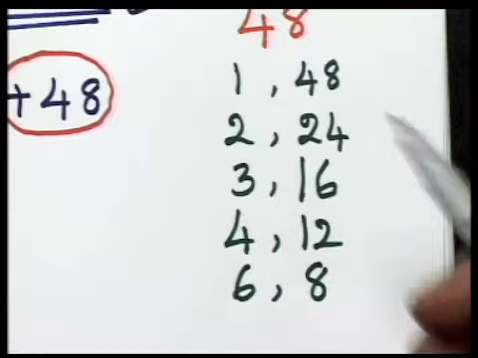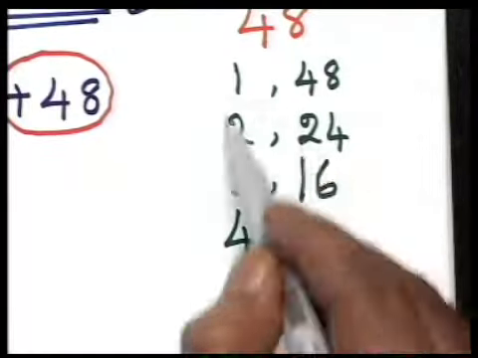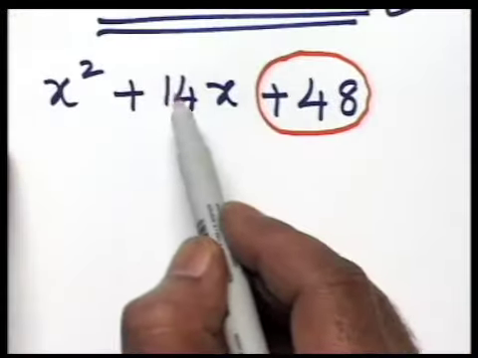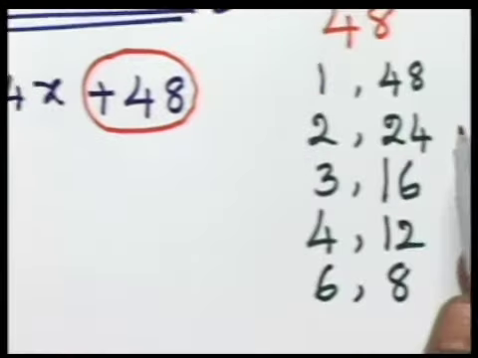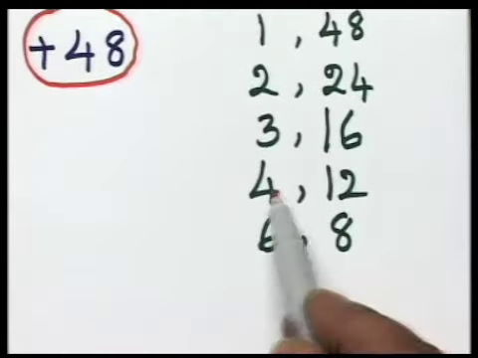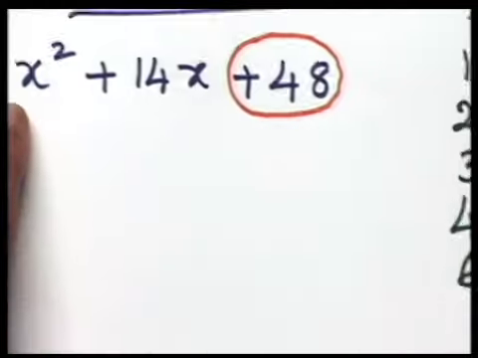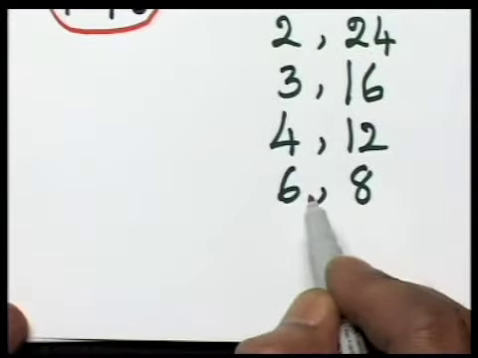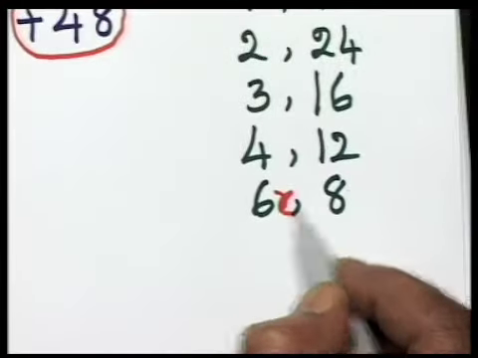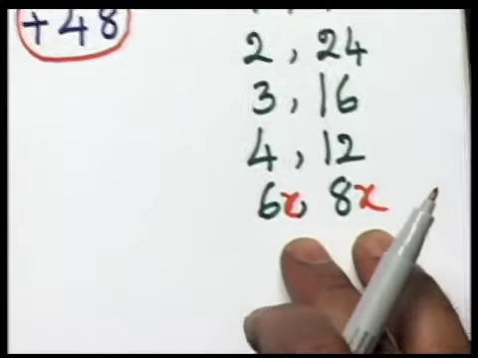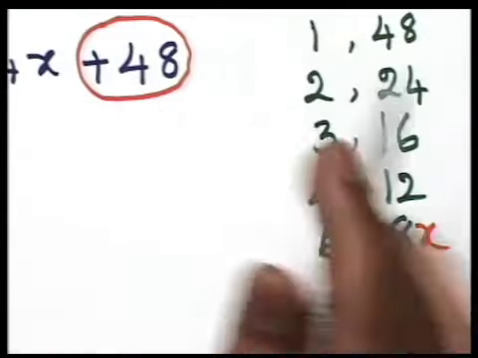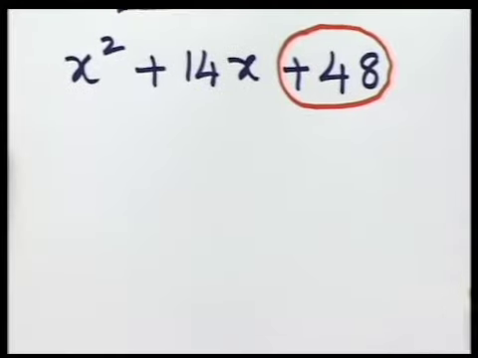Now, our aim is to choose one of those factor pairs, either that or that or that or that. I must get the middle number as 14. So let's go and check. 48 add 1, no. 24 add 2, no. 16 add 3, no. 12 add 4 will be 16, but we are looking for 14. So we've got 6 and 8. Study carefully. 6 add 8 gives me 14. So that should have been 6x and 8x to make it into 14x. And when you multiply those two numbers, 6 times 8, I do get the 48. So that's the objective when you actually solve the question.